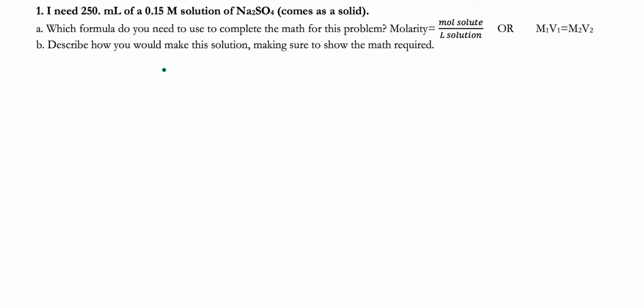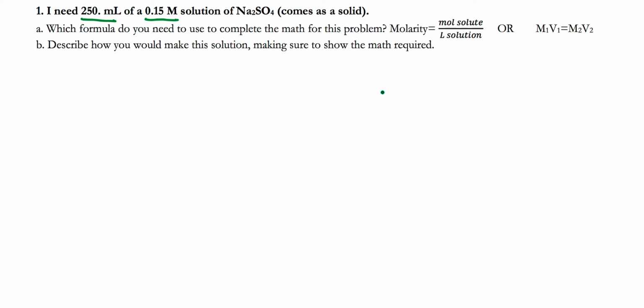So the first example we're going to go over is how exactly do I make a solution if I'm starting with a solid. So in this example it says I need 250 mils of a 0.15 molar solution of sodium sulfate, and it comes as a solid. So I would go into my prep room and I would see that it's a solid.